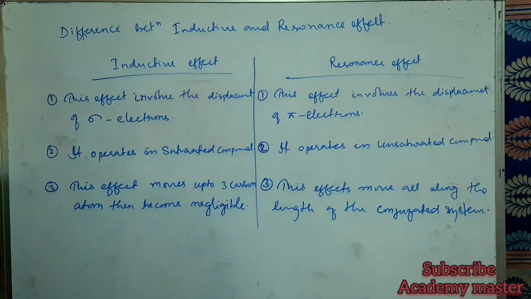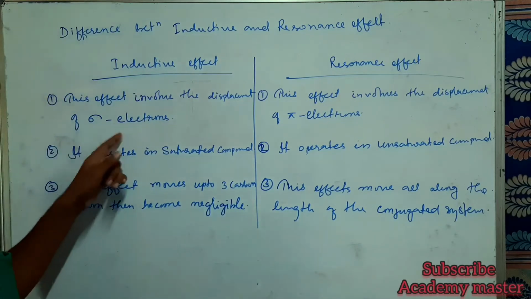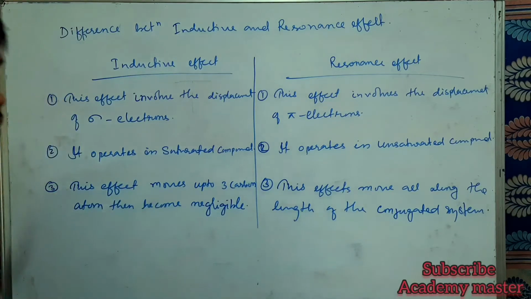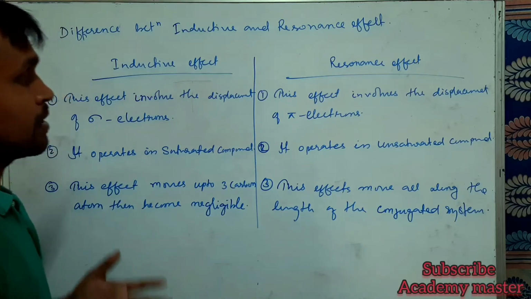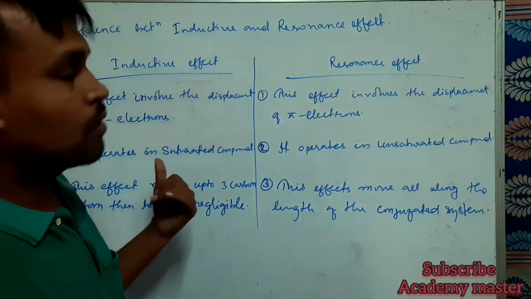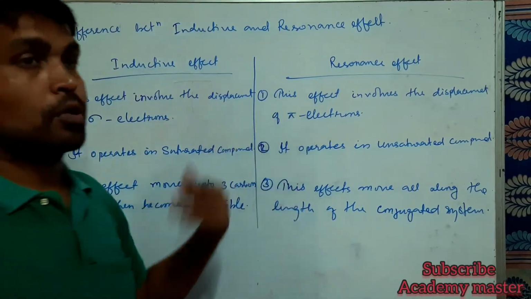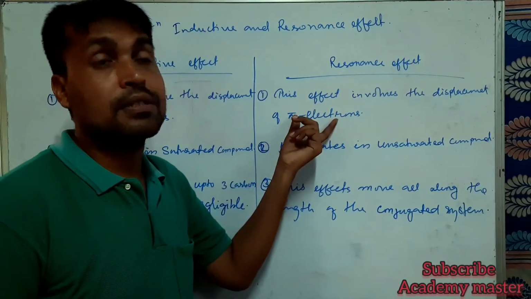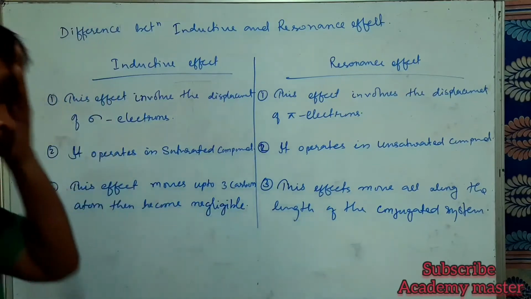So the first difference is what? The inductive effect involves the displacement of sigma electrons. You will see that in the inductive effect there was a displacement of sigma electrons, because a single bond is broken. Whenever a single bond, that is a sigma bond, is broken, that means sigma electrons are displaced. But the resonance effect involves the displacement of pi electrons. Here a double bond is broken, and in a double bond the first bond is always sigma, so the pi electrons are displaced. Pi electrons will be moving here and there. Here it will be sigma electrons.